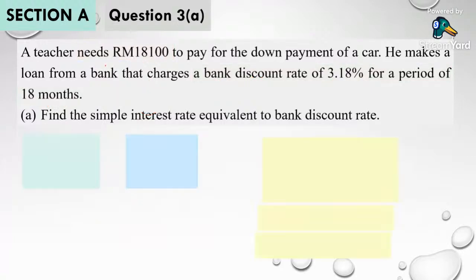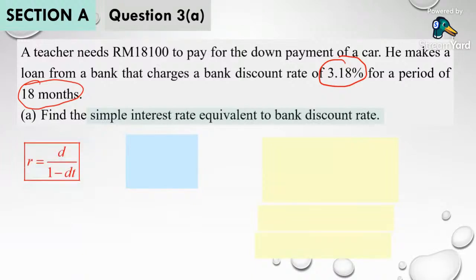Proceed to part A. This question is very simple and direct. Even without interpreting the timeline, we can get the answer done. In A, we want to find the simple interest equivalent to the bank discount, which is this one, for the period of 18 months that we have seen. It's a routine question. To find the simple interest equivalent with discount, we just use this formula for calculations.